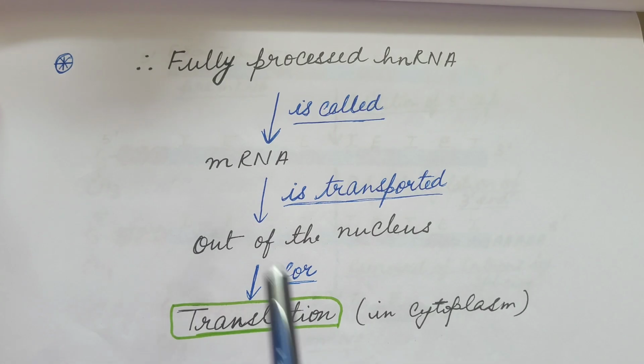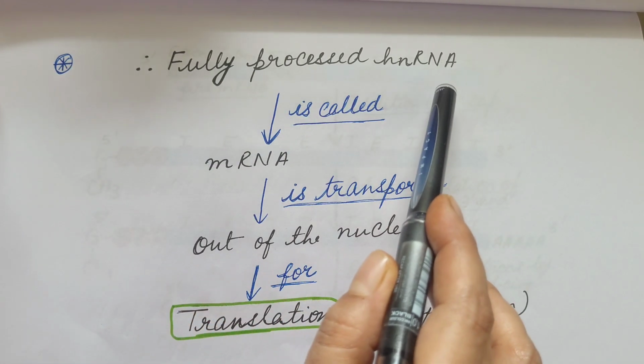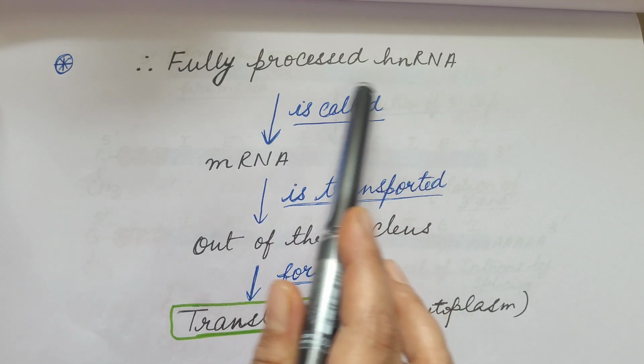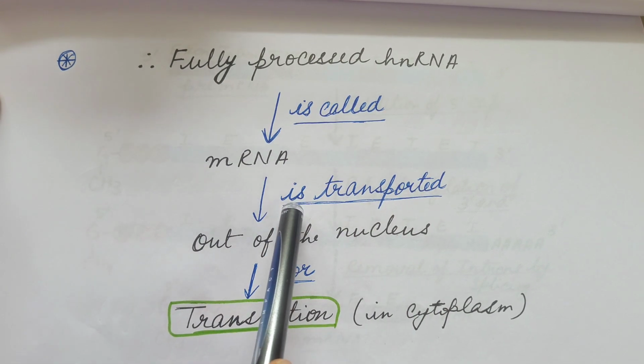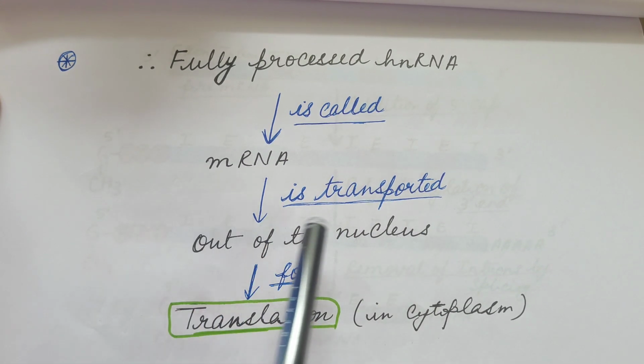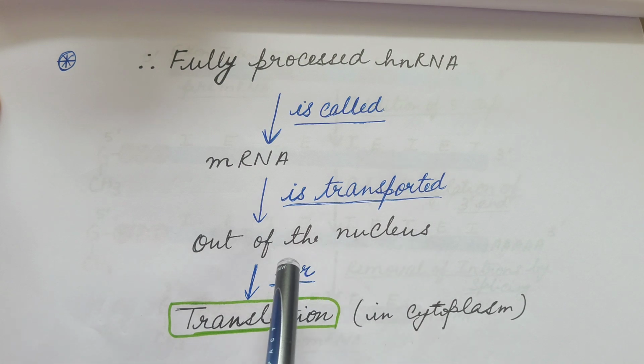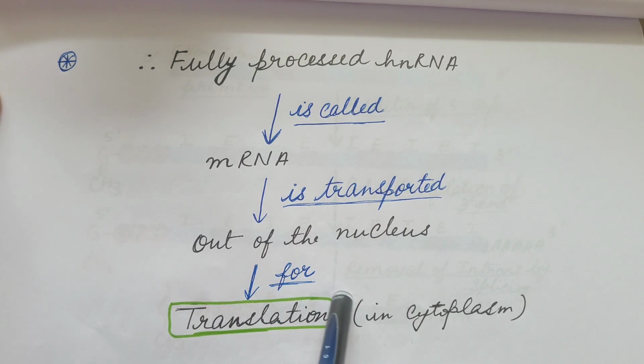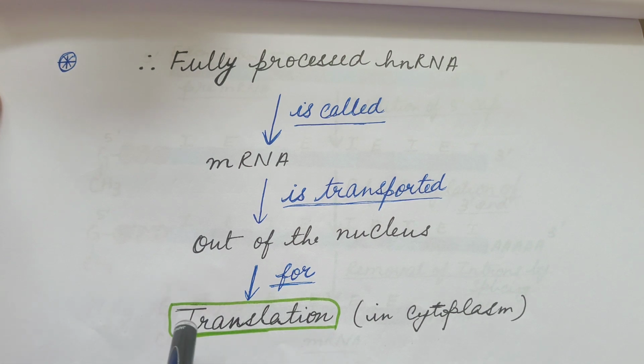So what we can conclude is that the fully processed heterogeneous nuclear RNA, which is called messenger RNA, is then transported out of the nucleus to the cytoplasm for translation, which is known as protein synthesis. This translation we will discuss separately in detail in a series of videos.